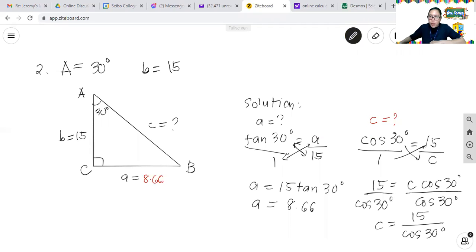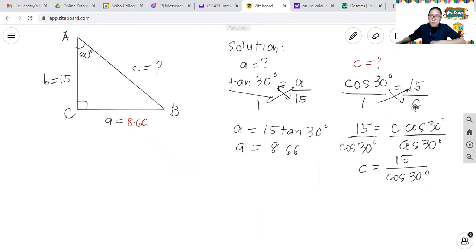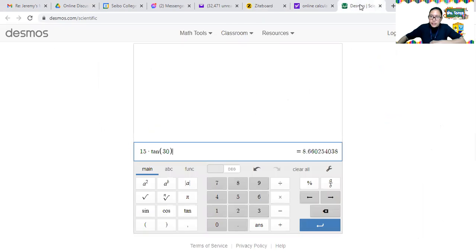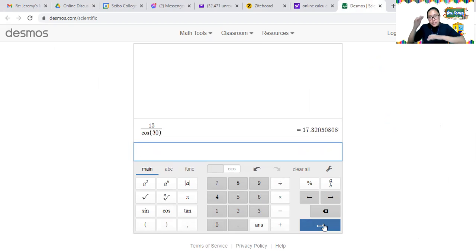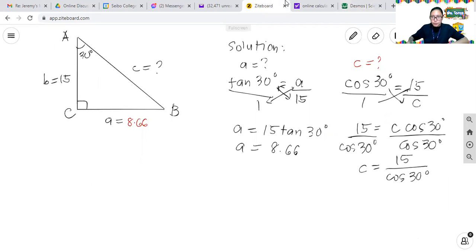So we go back to our calculator and key in 15 divided by cosine 30. And it gives us an answer of 17.32. So our hypotenuse measures 17.32.